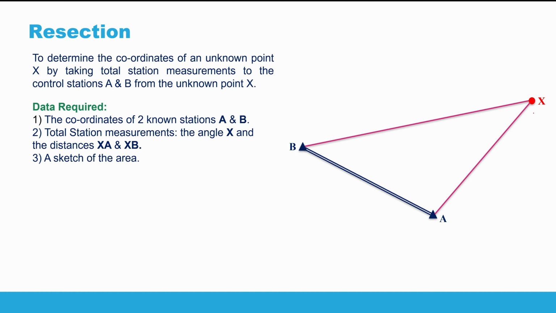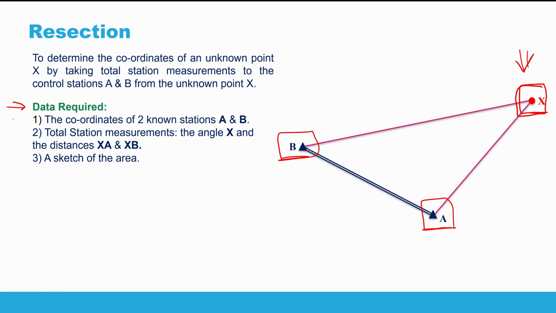Okay, so the aim of resection again is to determine the coordinates of this unknown point from two known stations A and B. So you have two stations that you know their coordinates and you know their locations on the ground. And you have one station that you know its location on the ground, but you don't know its coordinates. And this is the aim of today's session, to let you know how to calculate the coordinates of this unknown station, X.